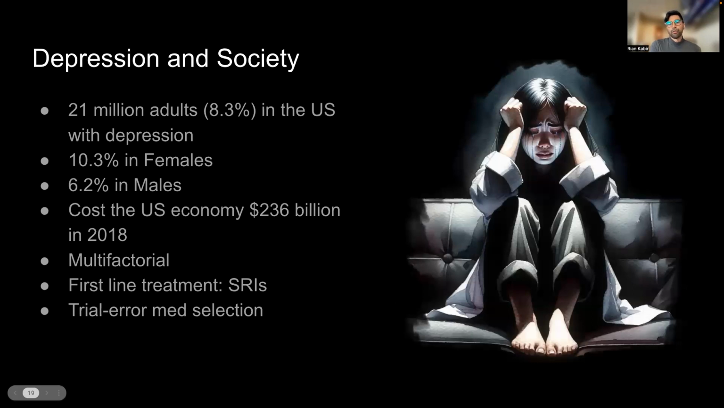I think it's important to frame why something like this is important. Why are we even doing any of this? Why are we collecting all this data? Why are we talking about these machine learning algorithms? What does it even mean?